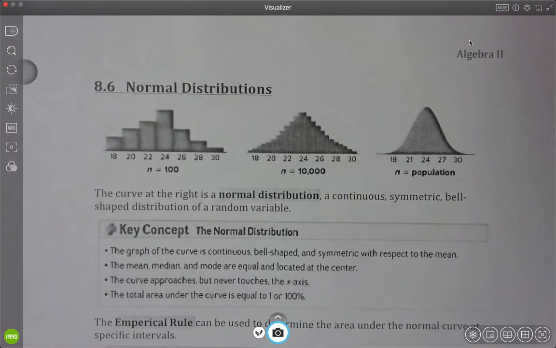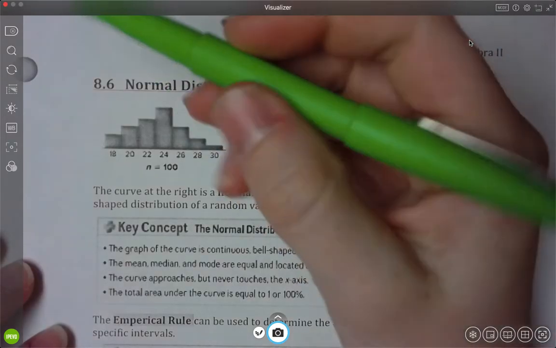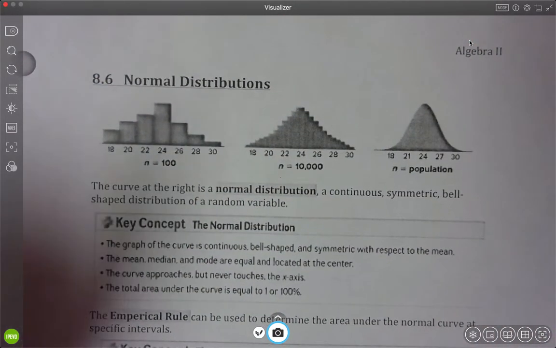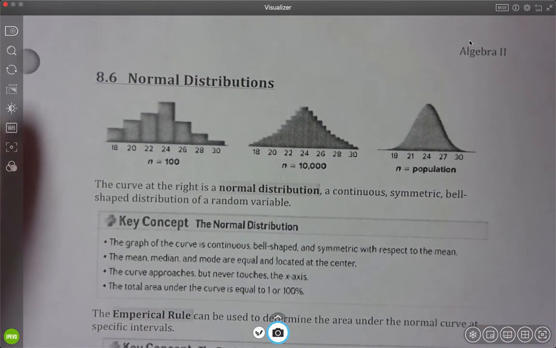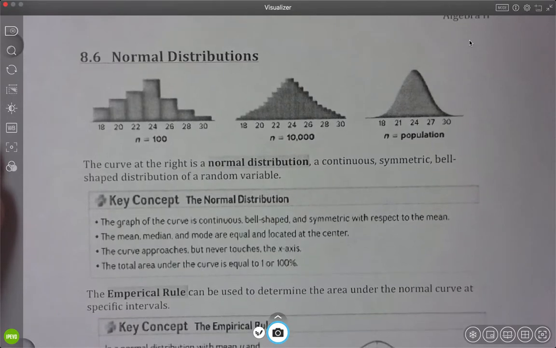Okay, Algebra 2. We skip over section 8.5 and go straight on to 8.6. I am going to separate this into two videos though. So we'll do this first page and then the first example on the back side. And then that will be it for this video, and we'll finish the second half in the next one.